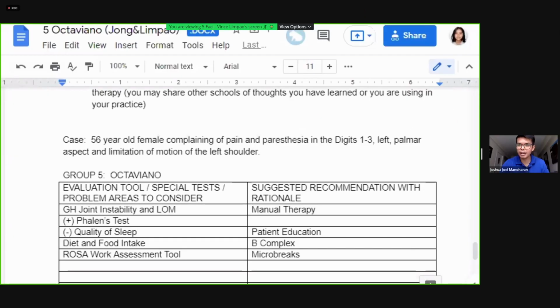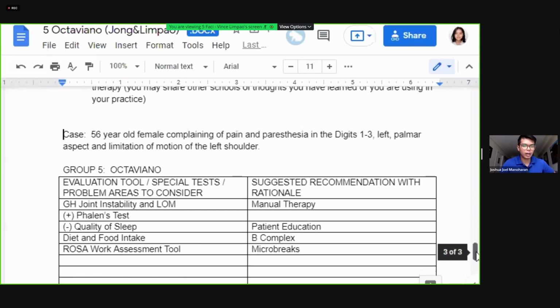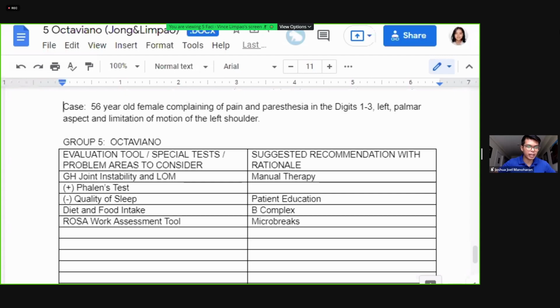Hello, good morning. Good afternoon po. I am Josh, presenting for the 5th group. We were assigned a case of a 56-year-old female with pain and paresthesia on the first 3 digits of the left hand. So we decided to assess the patient in a holistic way, including the bio, psycho, and social aspects. So we wanted to deliver a holistic intervention.